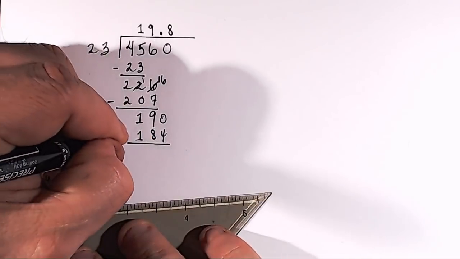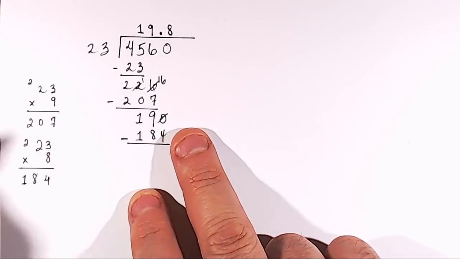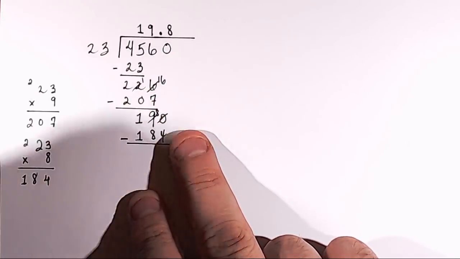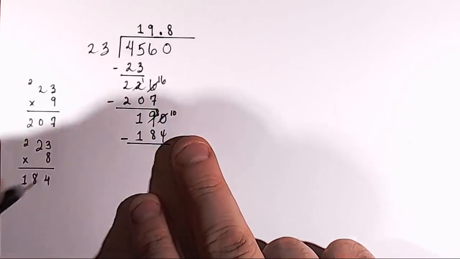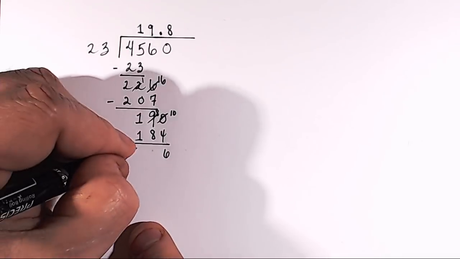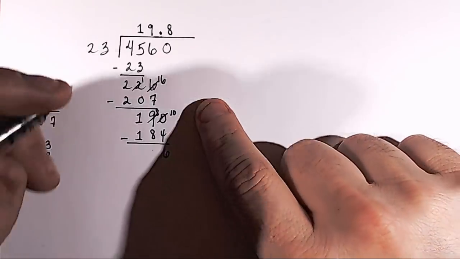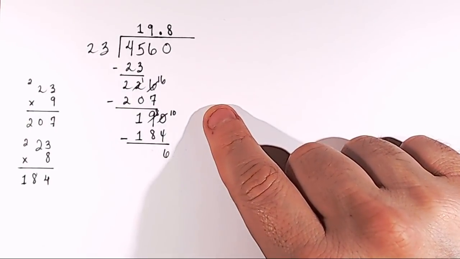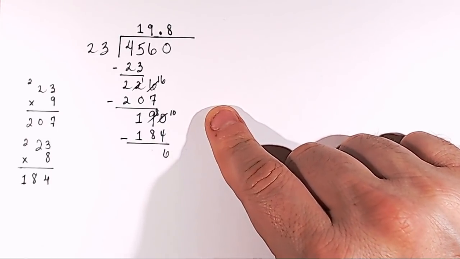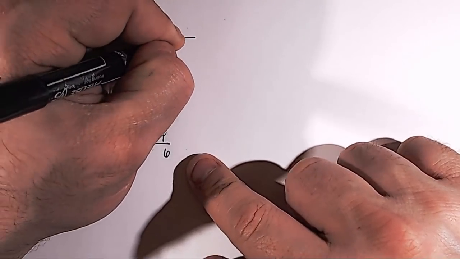Draw a line and subtract. Okay, so now I've got to borrow. This 0 is too small. I've got to borrow from that one right there. That becomes an 8, and this becomes a 10. 10 minus 4 is 6. 8 minus 8 is 0. 1 minus 1 is 0, so there's just 6 left over. And now we will bring down another 0.